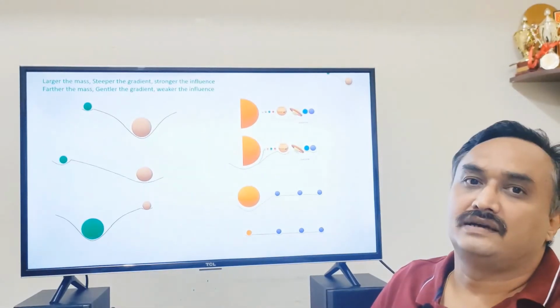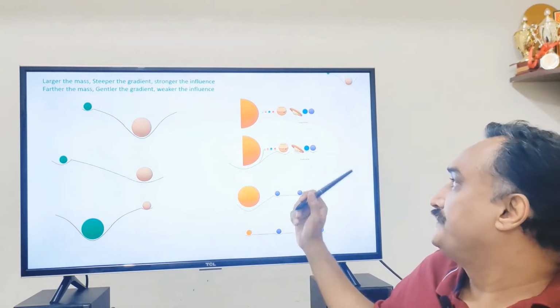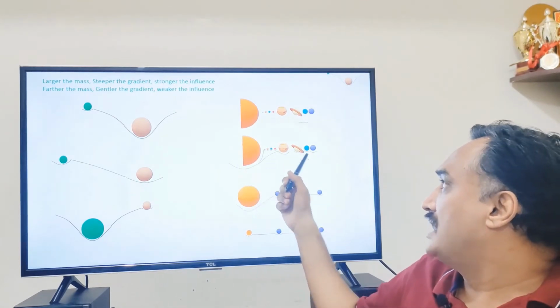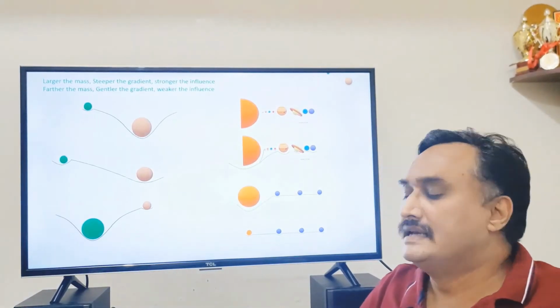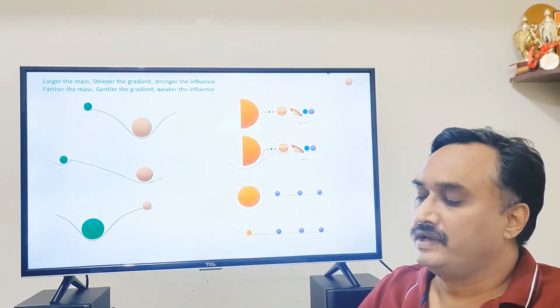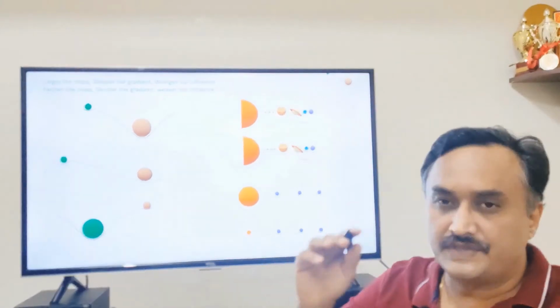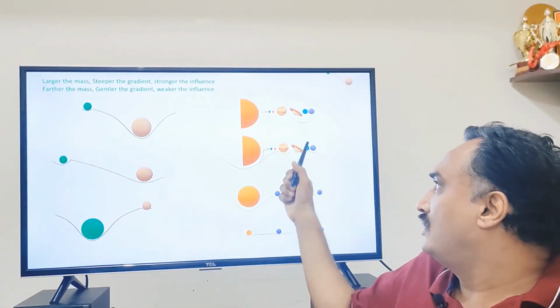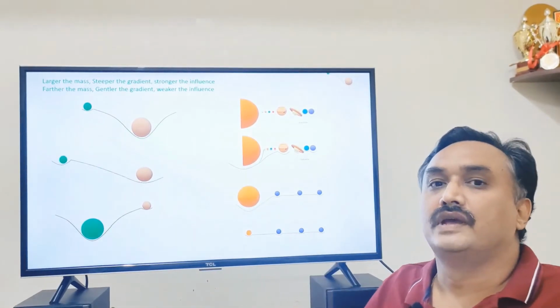But let us make life a bit miserable for this. This is okay when you have masses of different sizes. Agreed, in a real-time world, you will never have masses which are of equal size. Let us, for the sake of argument, make them all equal.